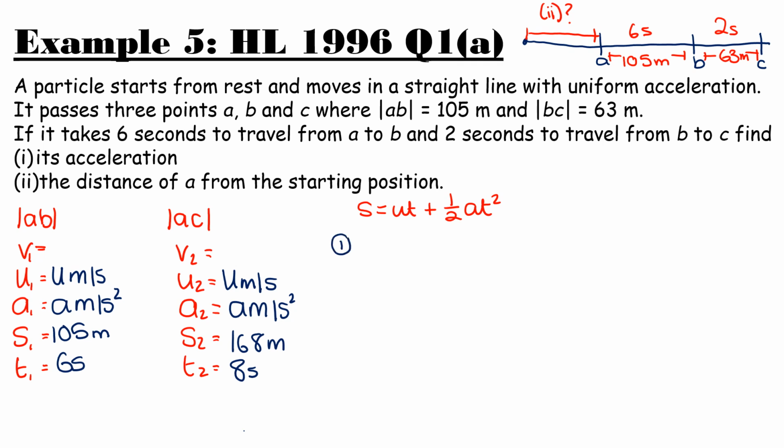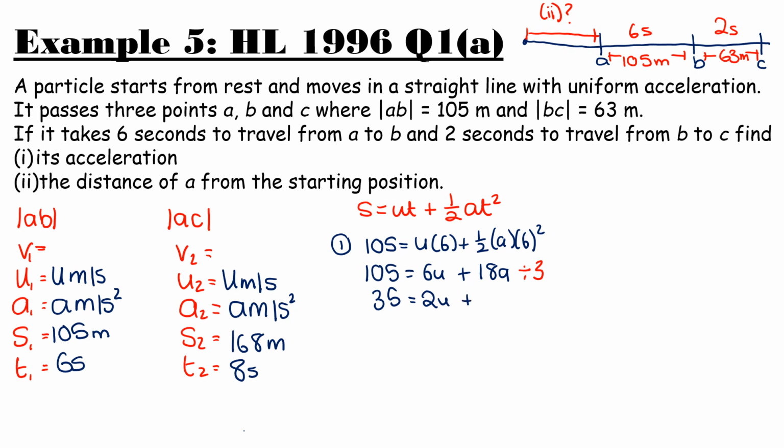So let's look at section 1. So that's S is 105 equals U times 6 plus a half A, which we don't know, times 6 squared. That gives us 105 equals 6U plus 18A. I'm going to simplify that by dividing it down by 3. That gives us 35 equals 2U plus 6A.